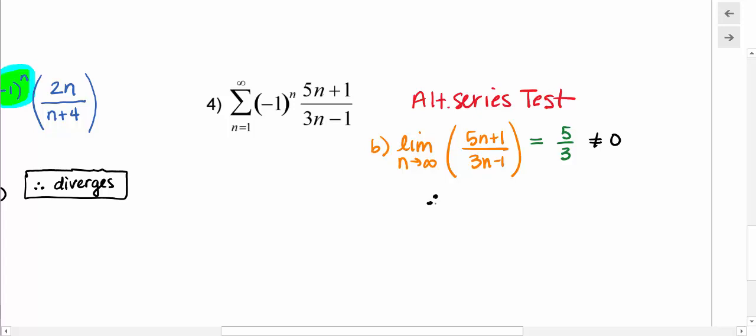So therefore, I don't even have to go through part A, because if one of the two parts of that alternating series test conditions for convergence isn't met, it can't converge. Because think about it, if your last term isn't going down to 0, then it probably isn't a decreasing series either. So I know that's not going to be 0, so I would say this one also diverges.